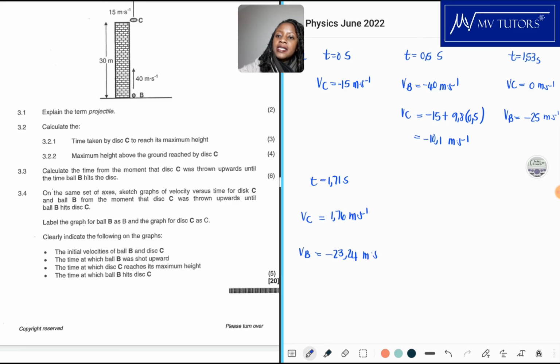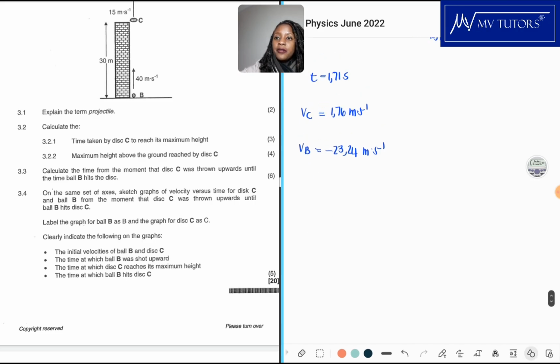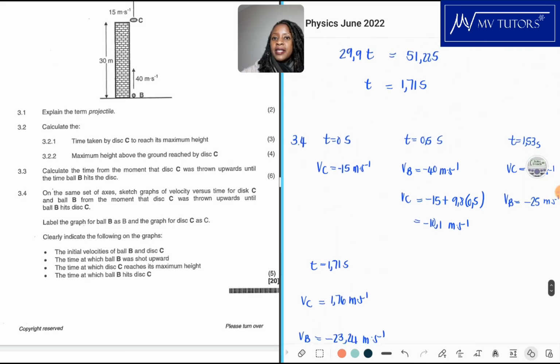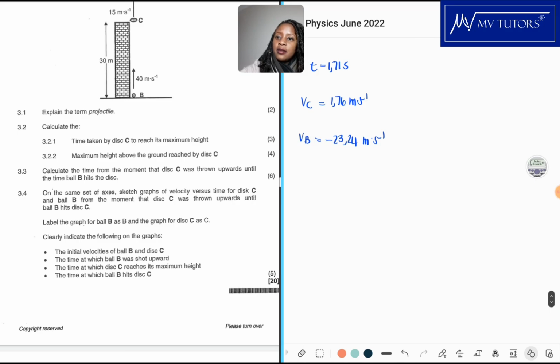So all the negatives just tell us that in actual fact, the velocity is 23.24, but it is pointing upwards. All the negatives show that it is headed in the upward direction. So I think we are in the position to sketch the velocity-time graph. We have quite a lot of negative velocities and just one positive. That should give us an indication of how we should use our axes.